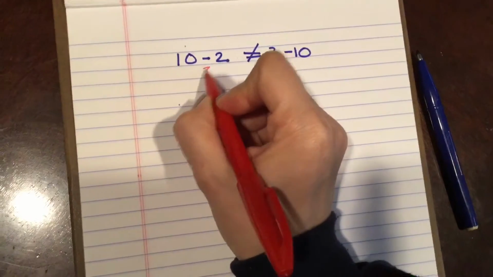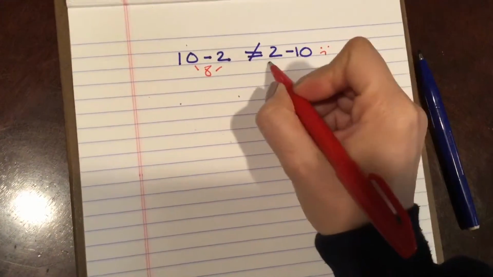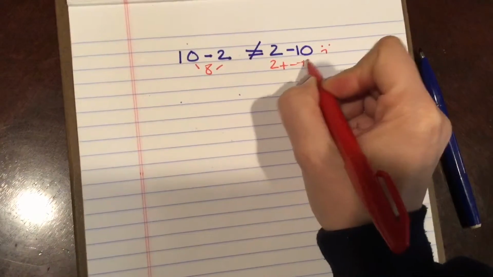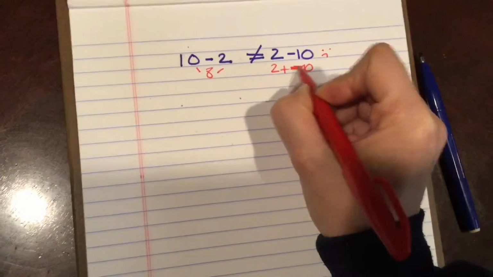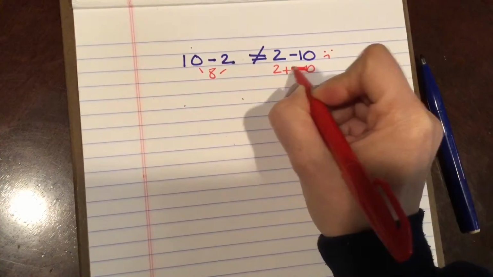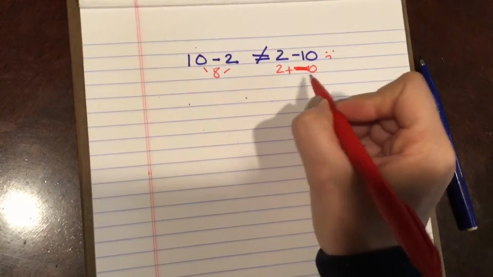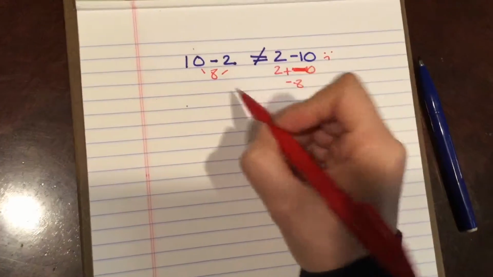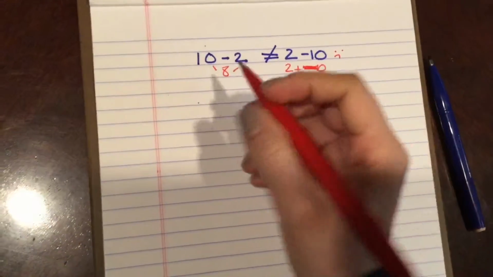10 minus 2, well, that gives you 8. But here, remember, this makes me kind of sad. So I would go 2 plus negative 10. Just wanted to make sure you understood that that's a negative right there. No question about that. 2 plus negative 10 is equal to negative 8. Okay, so 8 and negative 8 are not the same thing, okay?